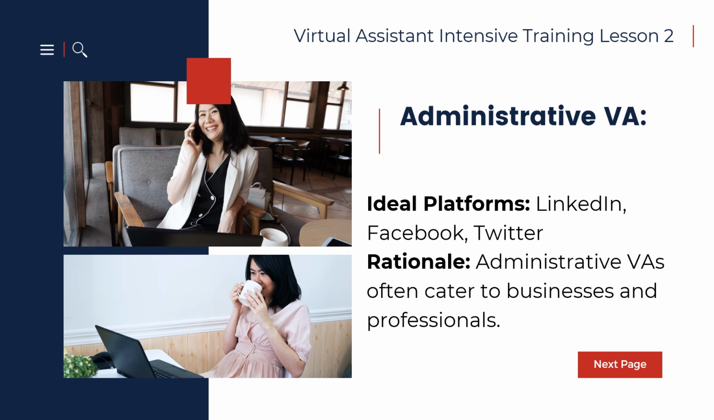Now, what's the rationale about this? Administrative VAs often cater to businesses and professionals. So LinkedIn is a professional network, making it a prime choice for this category. And Facebook and Twitter can also be beneficial for sharing tips and networking within business communities.